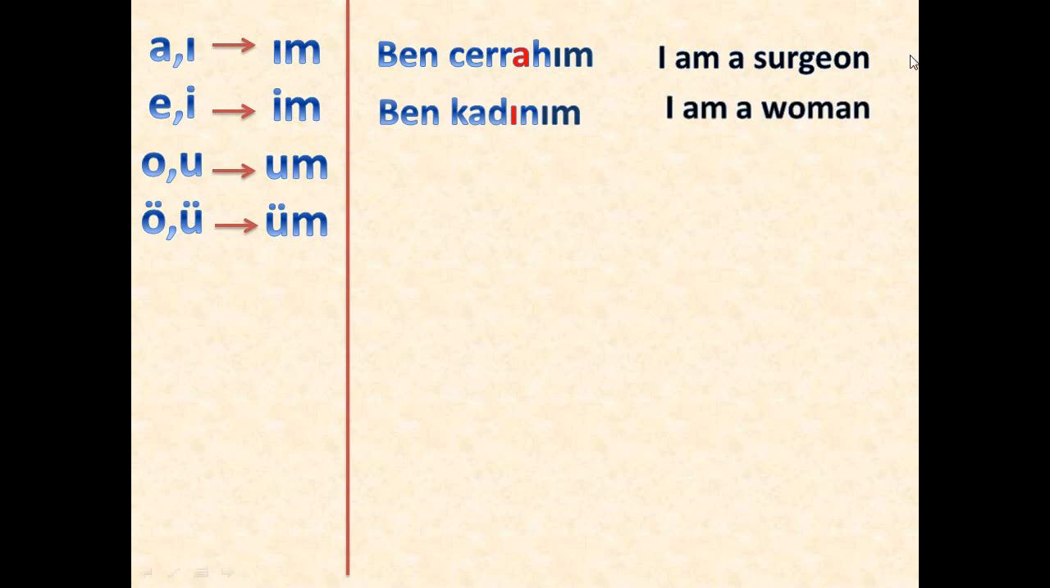Okay, I need to tell you something. We have the article here, a, but I didn't put the equivalent of a here because grammatically they don't need to put an article. I could have used bir here, which means one, to be an equivalent for a, but they don't need to use it. And I didn't bring more than two words here, so it wouldn't be complicated. That's another thing. Okay, let's go to the other example.